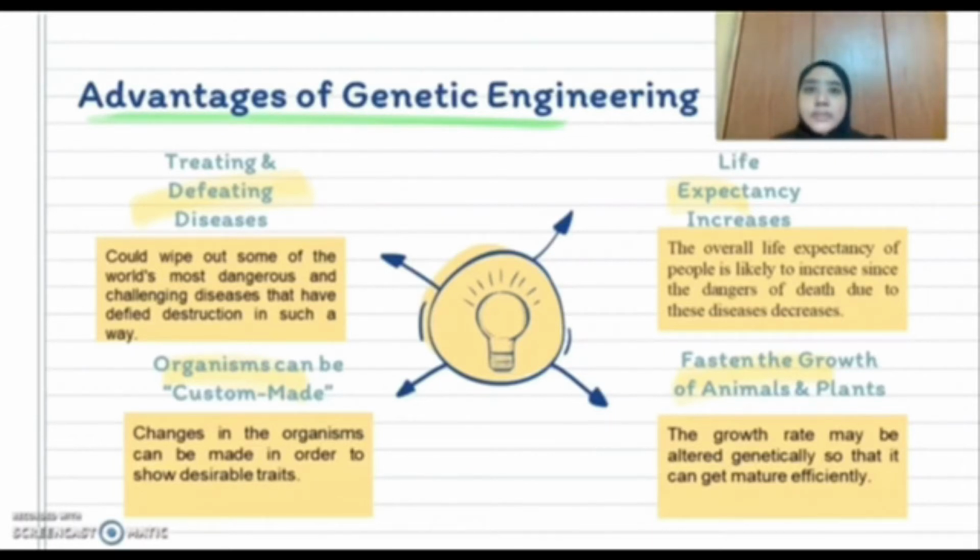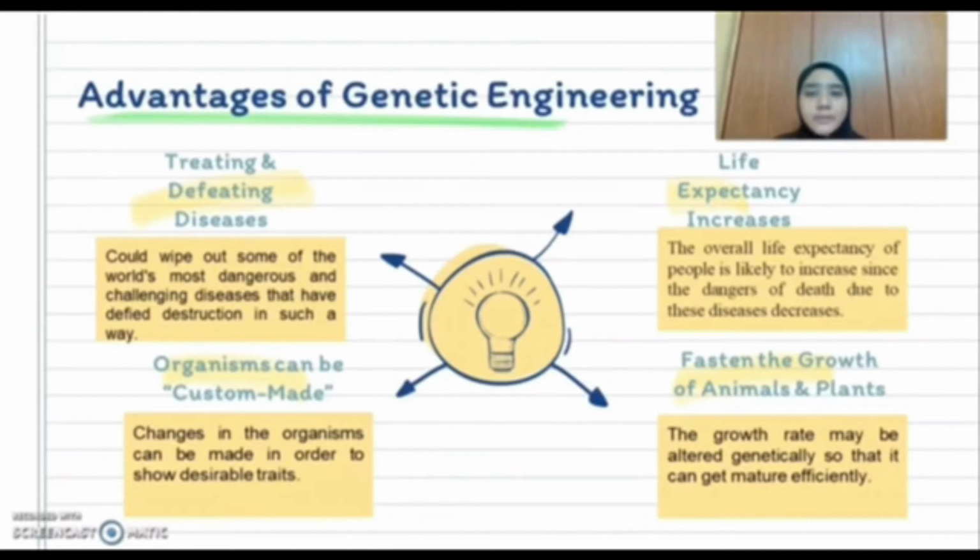So for instance, a tree can be altered genetically so that it can absorb more carbon dioxide, dan secara tak langsung ia juga boleh mengurangkan global warming. Last advantage is it fastens the growth of animals and plants. So the growth rate may be altered genetically so that it can get mature efficiently.